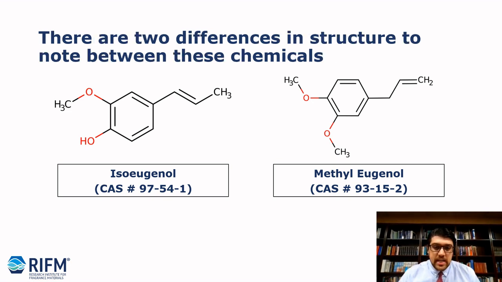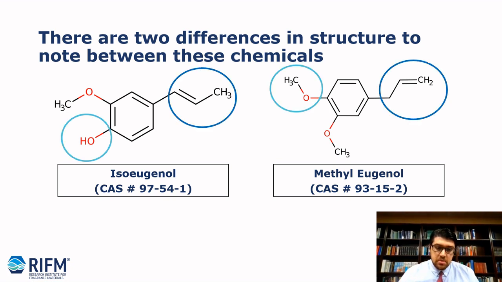However, there are key differences that can be noted between these two materials. Highlighted by these circles, we can see, starting with the blue circle, in isoeugenol, we have an alcohol group, whereas in methyleugenol, we have a methoxy group. Furthermore, by the darker blue circle, isoeugenol has a vinylene group compared to the vinyl group shown in methyleugenol. While seemingly not that different, these functionalities can result in very different chemistries that are available to each one of these two materials.